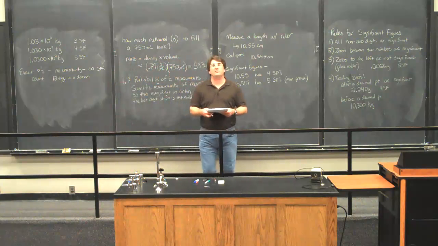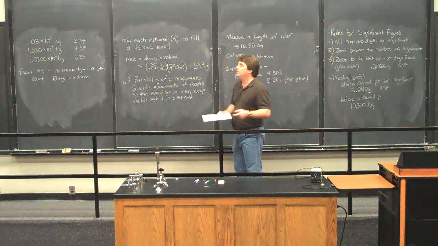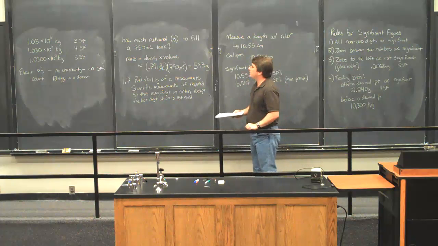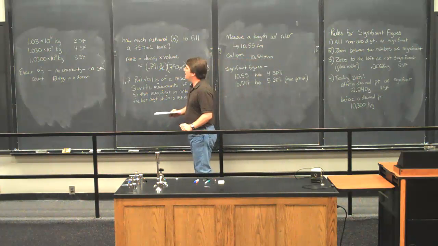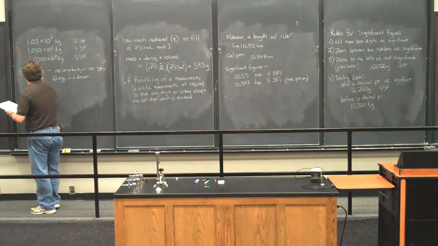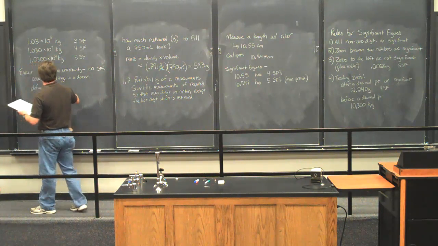So an exact number is anything you can count. Whereas if you have to do a measurement, then you have significant figure issues. But if you can count something, you have an exact number. The other type of exact number you have is a definition.